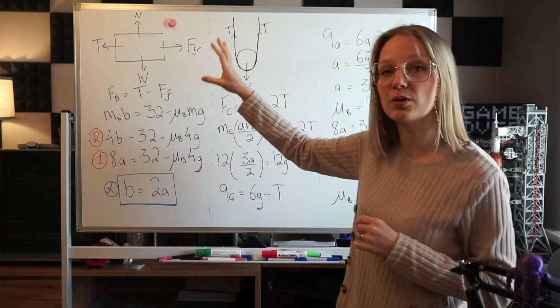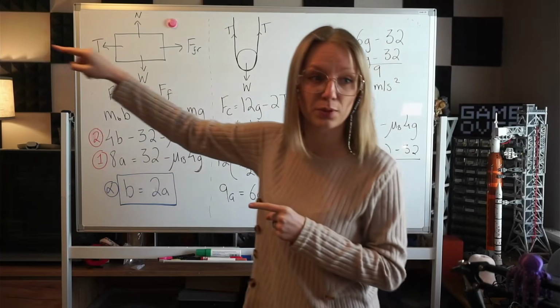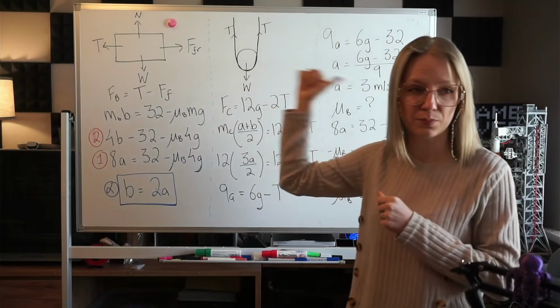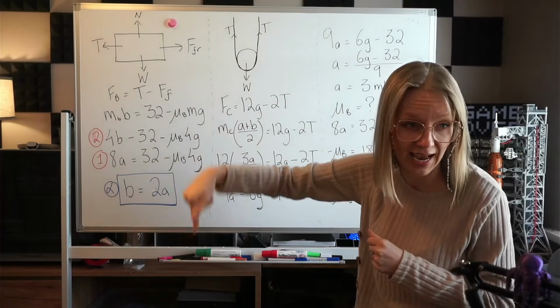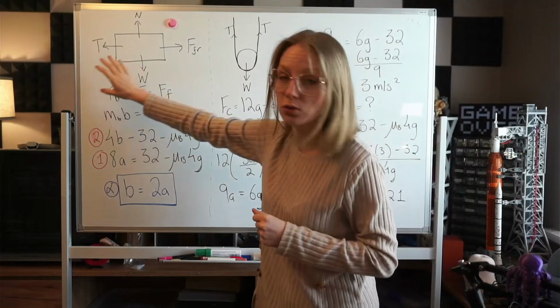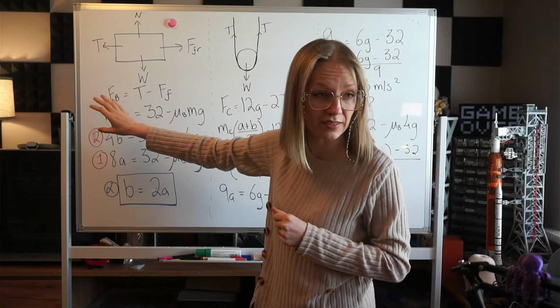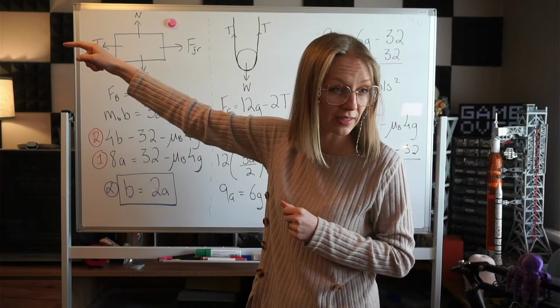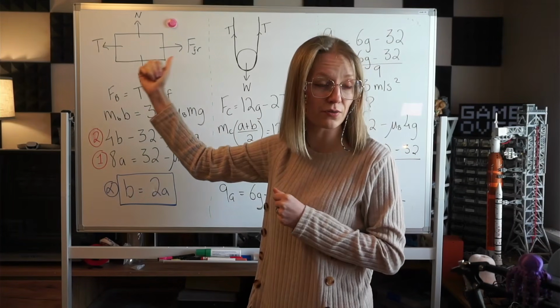The story from the block B. Its tension is pulling it this way, the kinetic friction is pulling it in this way, it has weight acting downwards, and it has the normal acting upwards. So the total force that block B is experiencing is equal to the tension pulling it this way minus the force of friction that way.